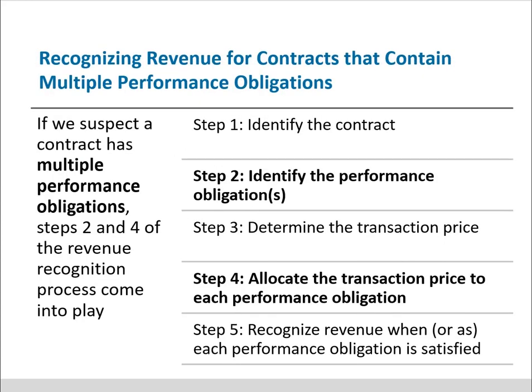Earlier, I mentioned that many contracts could contain multiple performance obligations. When that's the case, step 2 and 4 of the revenue recognition process need special attention. Companies need to be sure they've properly identified all of the separate performance obligations, and then they need to be able to allocate the contract transaction price to each one of those performance obligations.